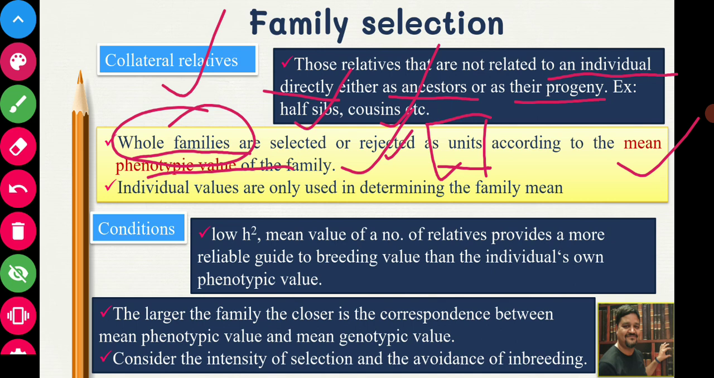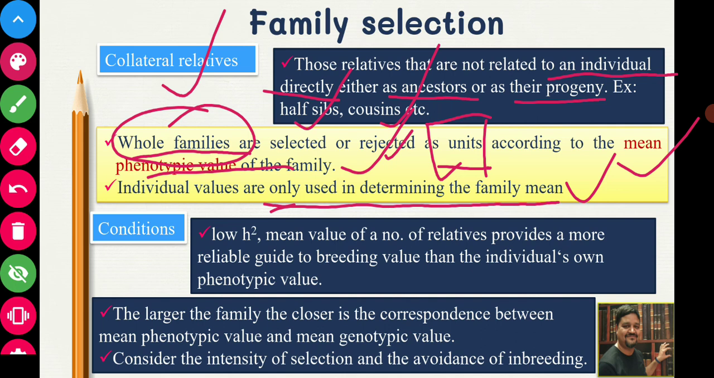You just see in the next slide how to find it. Individual values are not used in determining the family mean directly. That means, what is the use of individual value when we are going for family selection? With the help of individual values, we are finding out the family mean. We'll see in the next slide how we are finding out the family mean.